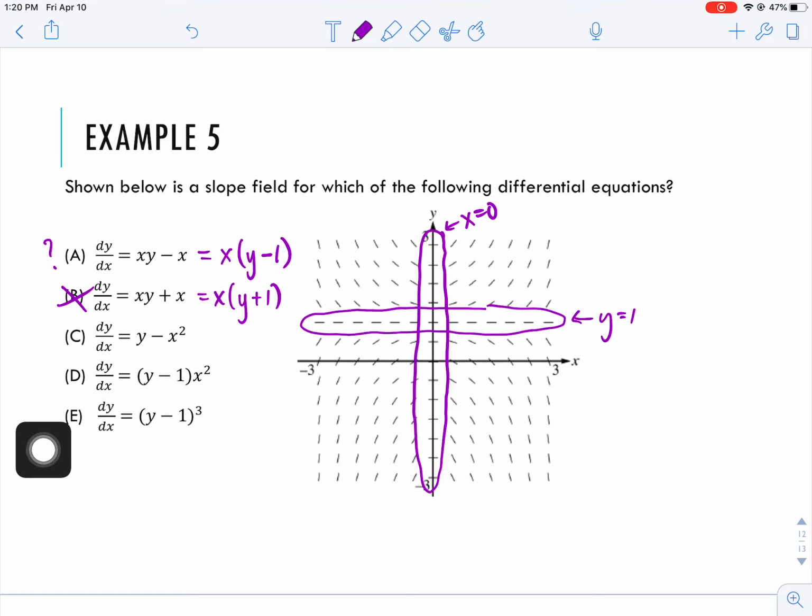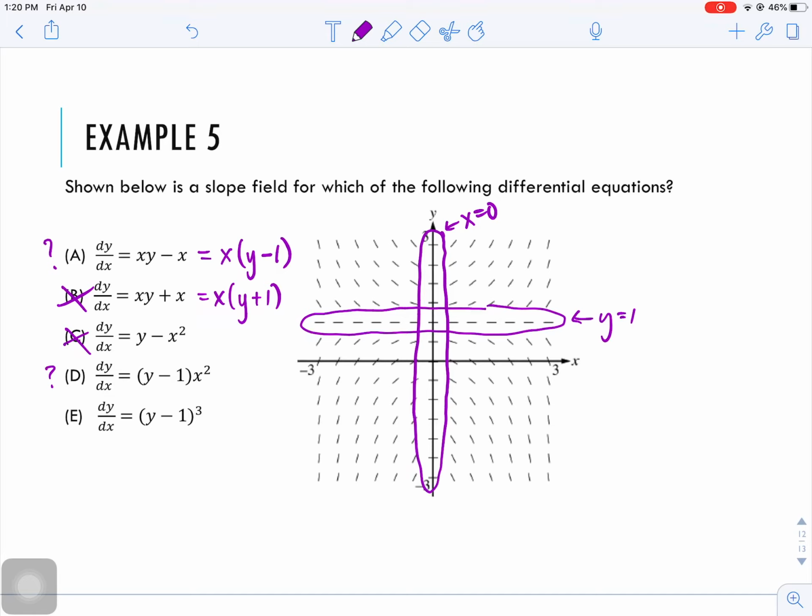In C's case, if we plug in y equals 1, we get 1 minus x squared. Well, unless x is 1 or -1, this isn't going to produce 0 for every x value. So that is also not a possible solution. However, if we look at D, if we plug in 1 for y, we get 0. If we plug in 0 for x, we're also going to get 0, so that's another possibility. Could be that one.